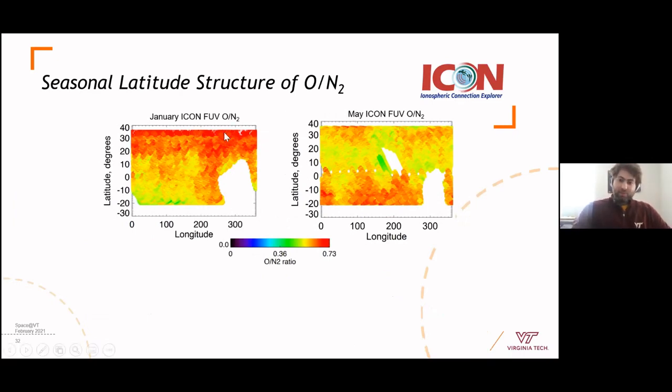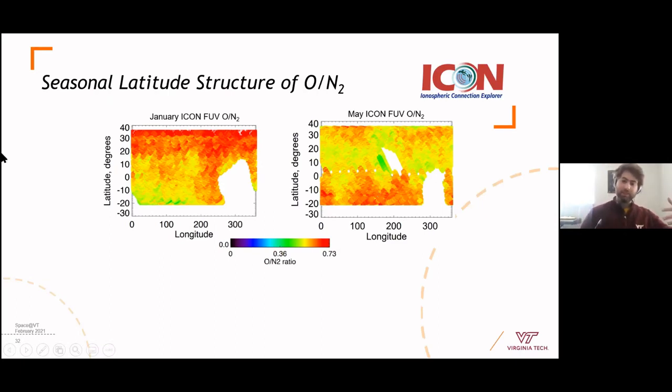We have these two plots that show the latitude structure of the actual O to N2, what we want to compare to. This is measured by ICON FUV, and you'll see that in January, this is Northern Hemisphere winter, we have these low ratios down at low latitude, and as you move north, the ratio increases. But then the trend is flipped in the Northern Hemisphere summer, where we have a high ratio at low latitude, and as we move northward, the ratio decreases.